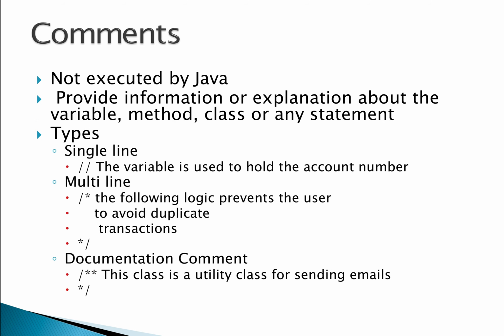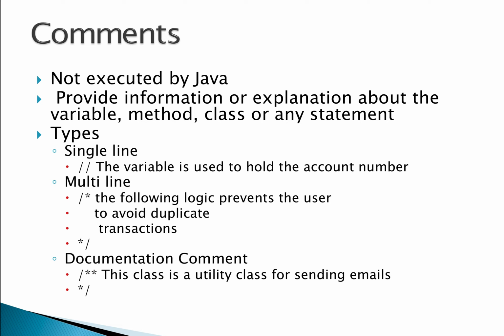There are three types of comments in Java: single line comment, multi-line comment, and documentation comment. A single line comment, as the name indicates, is written in one line. If you prefix any line with slash slash, that statement will not be executed, so you can add whatever comments in that. If you want to write a paragraph or three or four lines of comment, you can put it in a multi-line comment. You prefix with slash star, write your comments, and close it with star slash. Anything between slash star and star slash will not be executed.